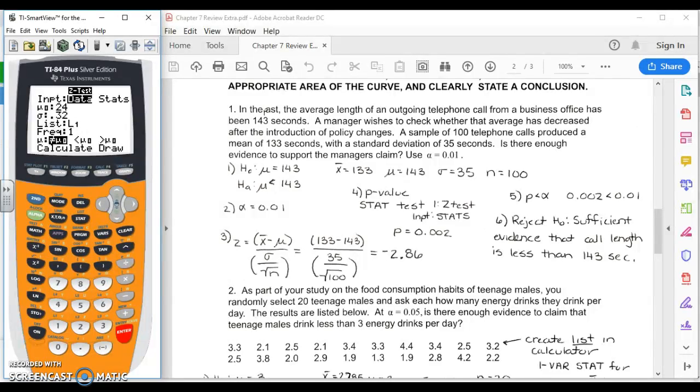The first thing it's going to ask you is whether you're dealing with data or statistics. You have literally the numbers given to you for your mean and your standard deviation. That's going to be your stats. So we're going to click that, hit enter. From there, it's just kind of filling in the blanks.